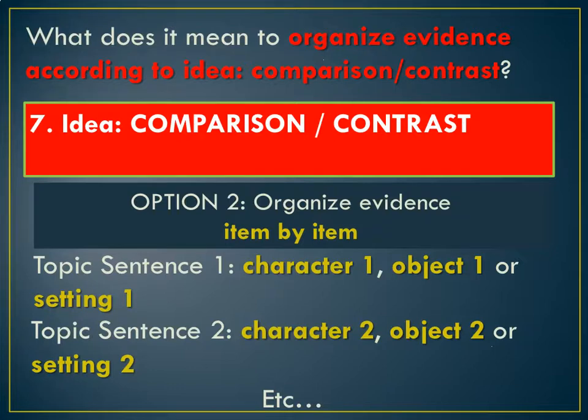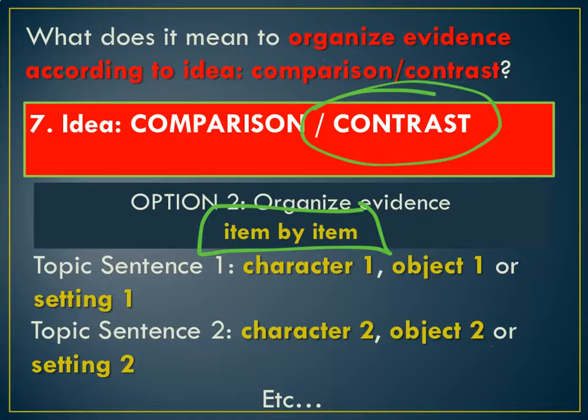Another option is, just like when you write an analogy essay, you can organize item by item. And so if you're going to contrast, let's say, Telemachus and Antinous, then again, in one topic sentence, you focus on Telemachus, and then in another, you'll focus on Antinous.